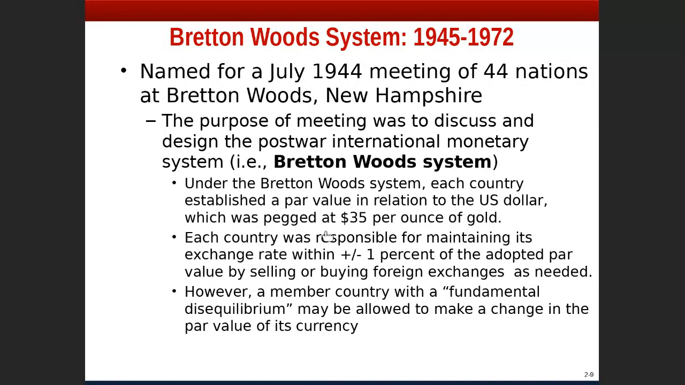Each country was then responsible for maintaining its exchange rate within plus or minus 1% of the adopted par value by either selling or buying foreign exchange as needed. However, a member country with a fundamental disequilibrium may be allowed to make a change in the par value of its currency.